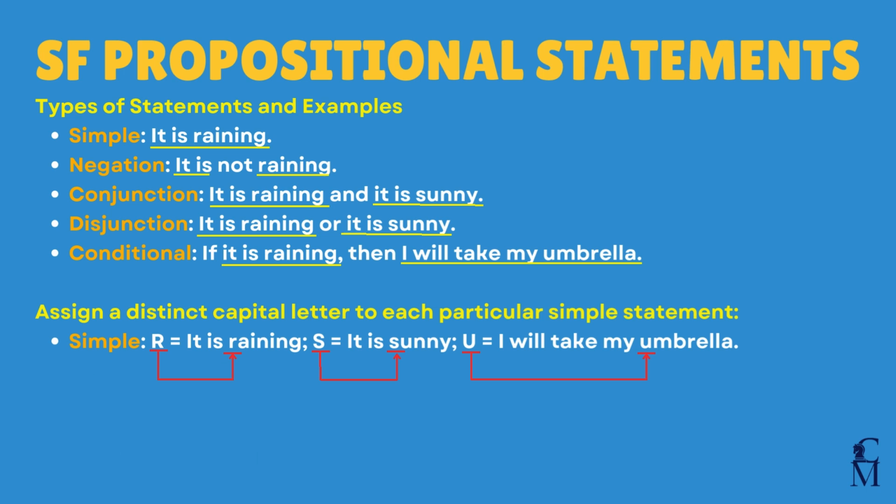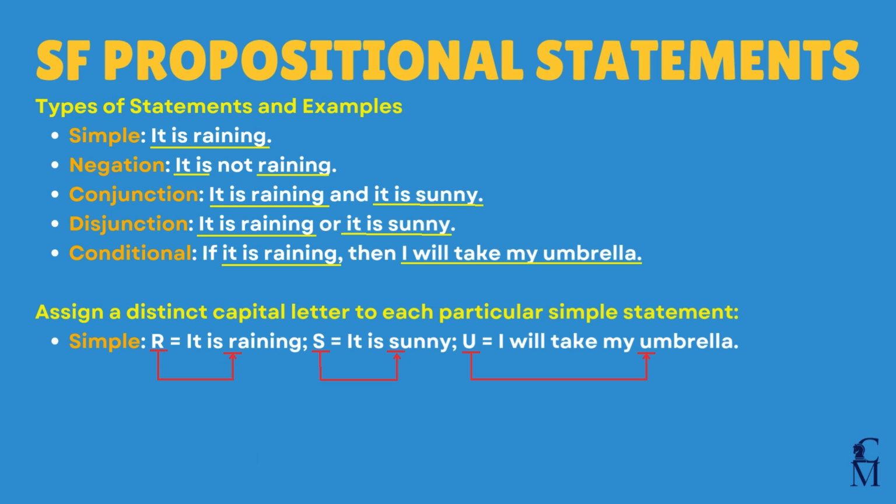We will use the capital letter S to stand for the simple statement it is sunny, since the letter S will help us remember that the letter stands for the statement it is sunny. And we will use the capital letter U to stand for the simple statement I will take my umbrella, since the letter U will help us remember that the letter stands for the statement I will take my umbrella.